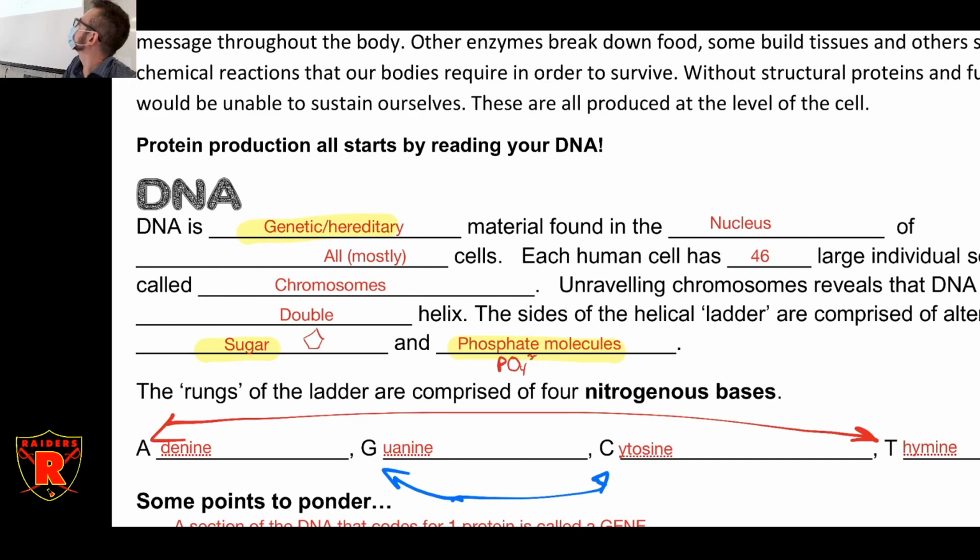Adenine, guanine, cytosine, and thymine. As a heads up to you, you need to know which ones pair with which. A always pairs with T, and C always pairs with G. File that away.